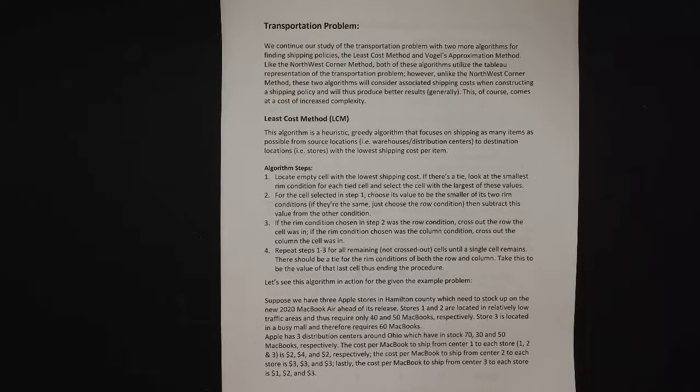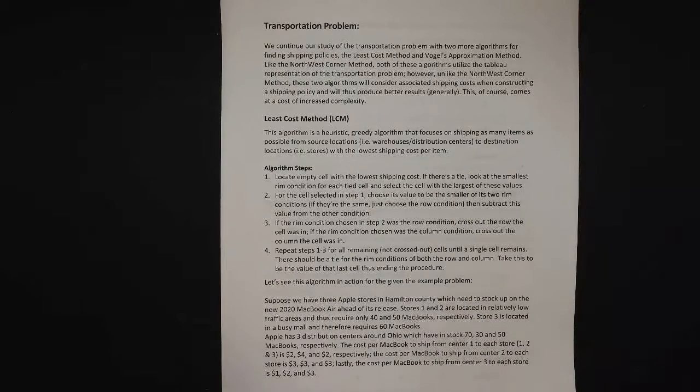Then, step four, we repeat steps one to three for all remaining, not crossed out cells, until a single cell remains. At this point, there should be a tie for the rim conditions of both the row and column for this cell, and we just take this value to be that of this cell.